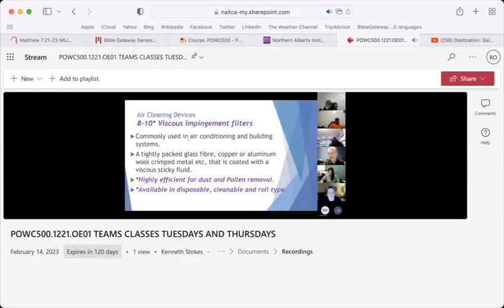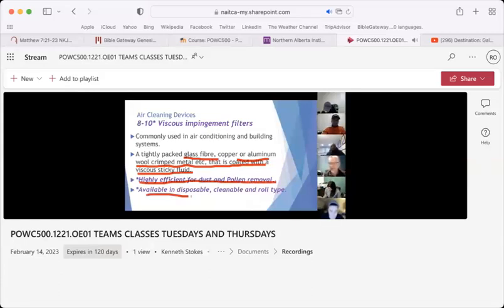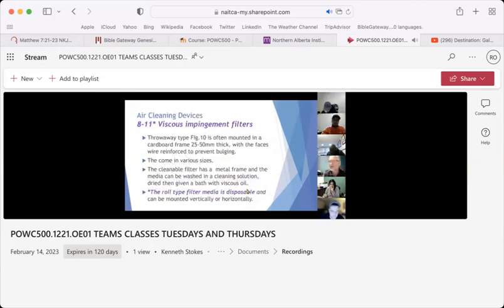Viscous impingement, commonly used now when we're talking about dust and pollen and bacteria and stuff, we're going to treat or condition the dry media. Might be glass fiber, some kind of metal, fuzzy metal, copper, aluminum, wool, crimp metal, and coated with a viscous sticky fluid. And this increases the efficiency for dust and pollen removal, available in disposable, available in cleanable, and also the roll type filter media.